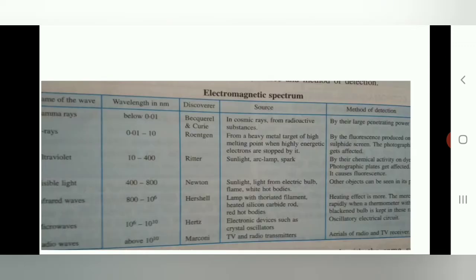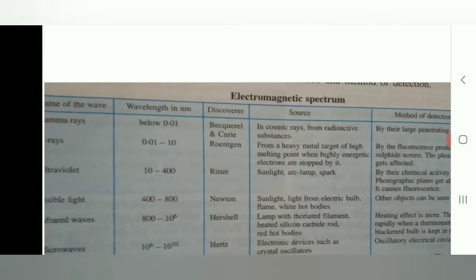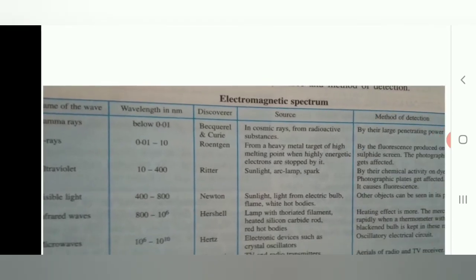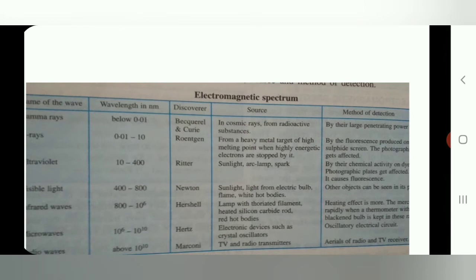Then you can see that this is the electromagnetic spectrum. This is the name of the wave. Then this is the wavelength in nanometers. Then this shows the discoverer, some sources and the methods of detection. So later in the chapter also I will discuss it.